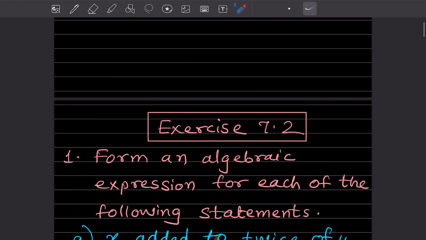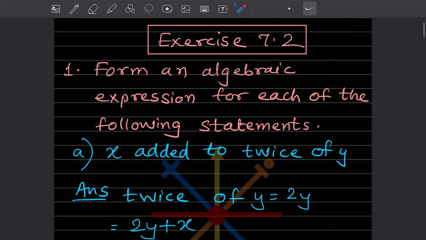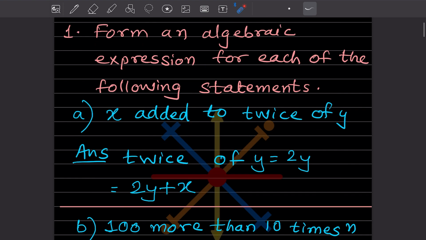Okay? Now, let us go for the next one. What does this say? For exercise 7.2, form an algebraic expression for each of the following statements. Okay? So now, what did they say here? x added to twice of y. Twice of y means 2 of y, and of means multiplication. So 2 into y, that is going to be 2y. Okay. And then to that x is added. So to 2y, x is added. Here, we only have to form an algebraic expression. We don't have to solve it.